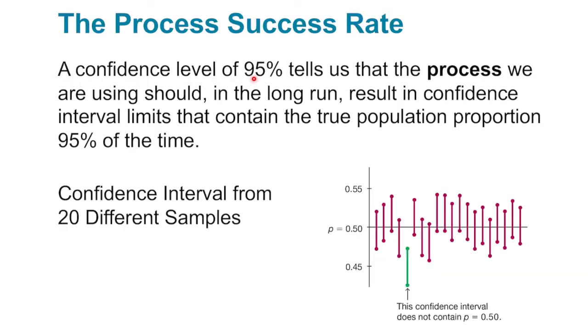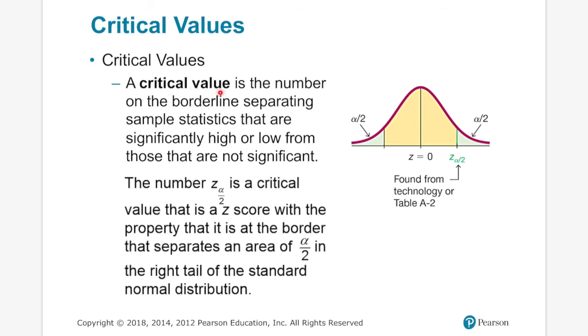The confidence level of 95% tells us that the process we are using should, in the long run, result in confidence interval limits that contain the true population proportion 95% of the time. A critical value is the number on the borderline separating sample statistics that are significantly high or low from those that are not significant. When you are given a confidence level, that percentage represents the values that are not significant.